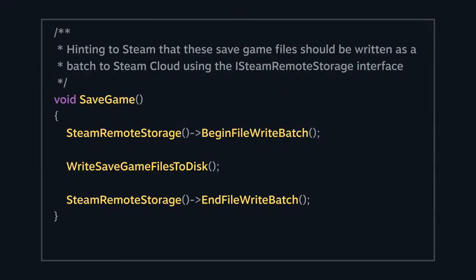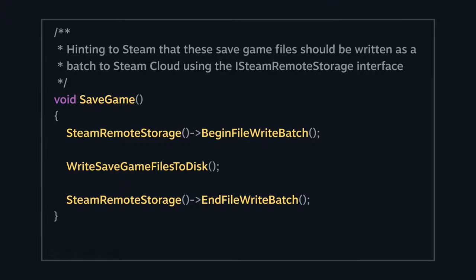Note that you should wrap your code where you write files to disk with begin and end file write batch, as shown in this example here. This should be done regardless of whether you're leveraging AutoCloud or using the ISteamRemoteStorage API to write to the Steam Cloud directly. Steam will use this information to help ensure that your game is done writing the most recent state to disk before suspending the process and initiating Cloud Sync. Otherwise, we could upload files in an inconsistent or even corrupt state.